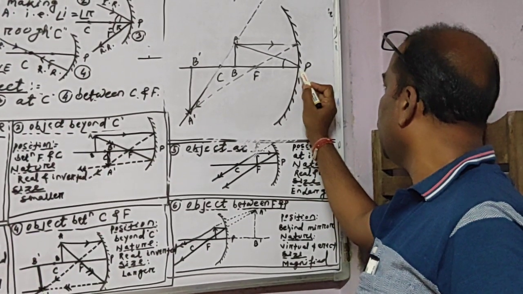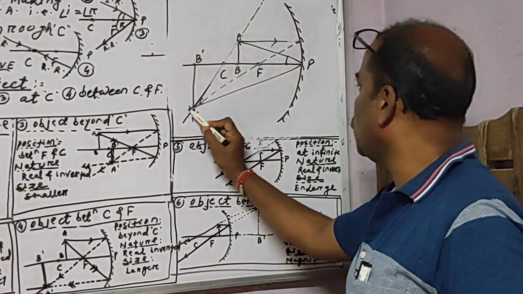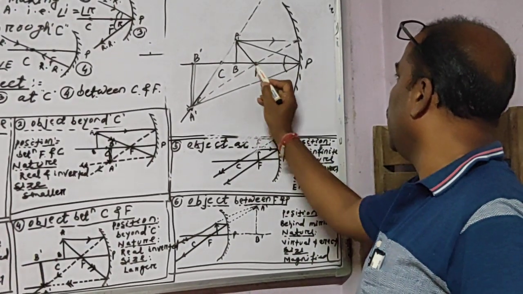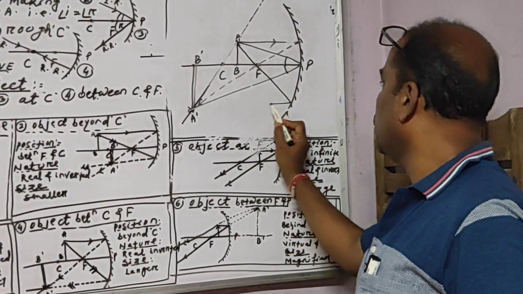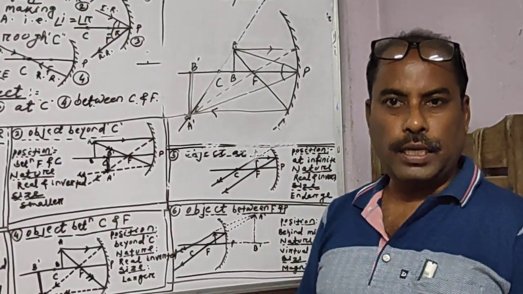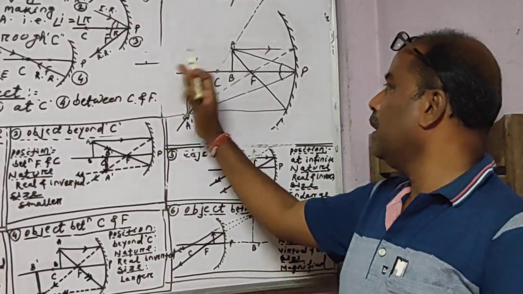Same angle you can take. Then you will get also here. Same angle you will go, this angle, or you can go through the F also. Then parallel, then you can go like that. So anyway you will get the image like that.